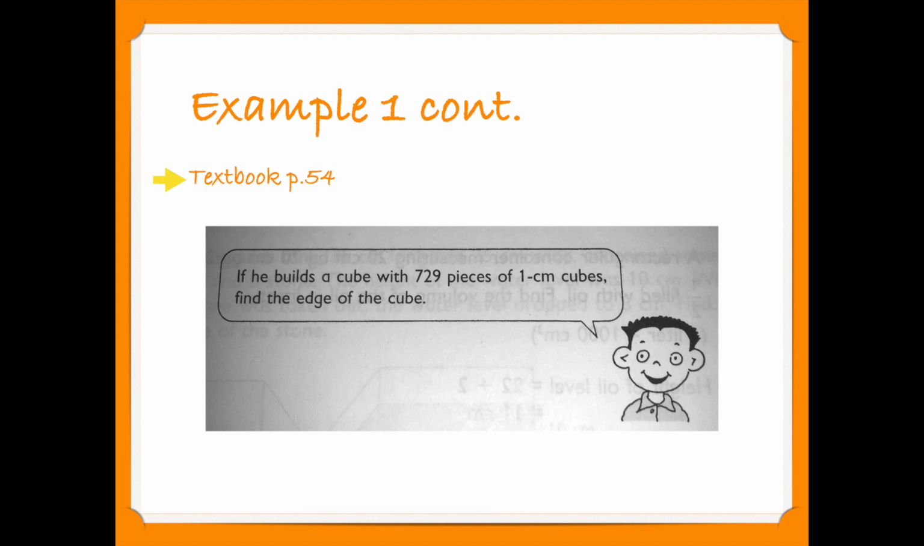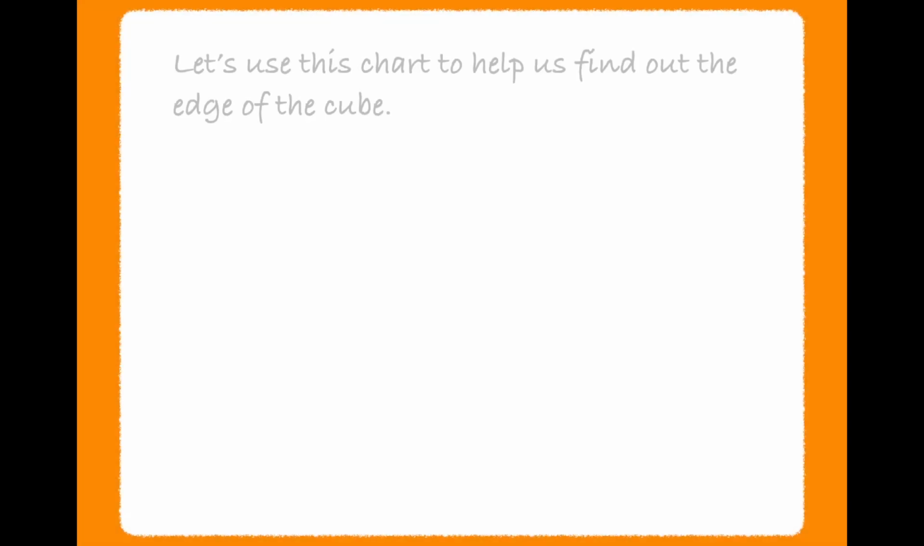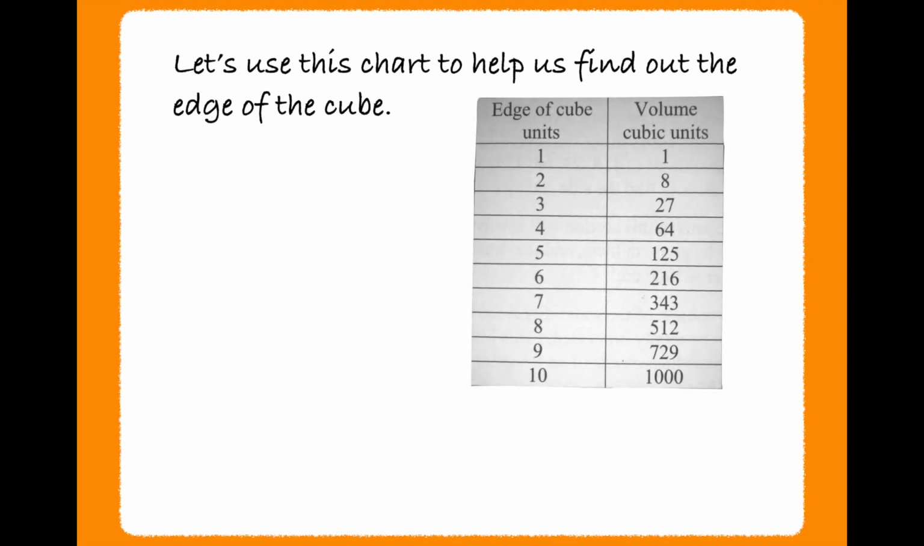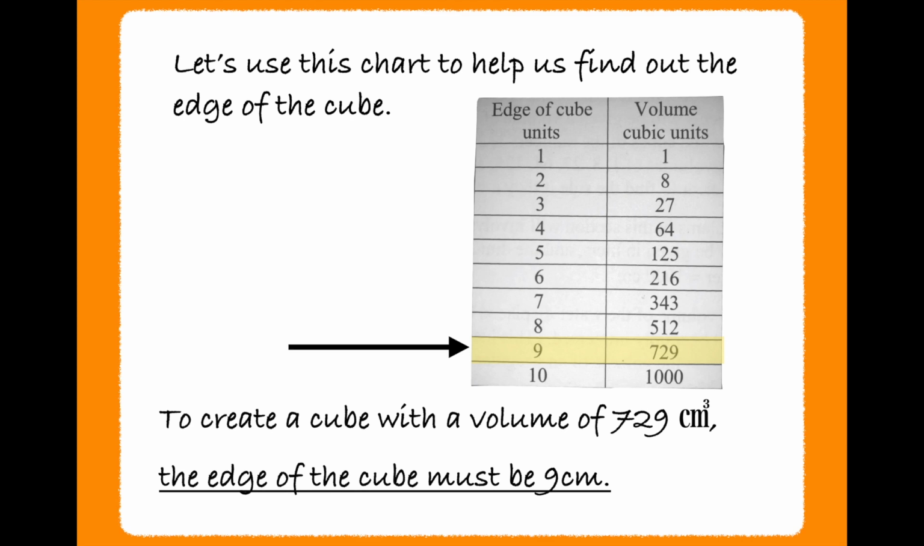If he builds a cube with 729 pieces of 1 centimeter cubes, find the edge of the cube. Let's use this chart to help us find out the edge of the cube. The left column lists edge of cube units. This is how many units would fit along each edge. On the right, it shows what the volume of that cube would be. We need the row that shows the volume at 729 units. To create a cube with a volume of 729 centimeters cubed, the edge of the cube must be 9 centimeters.